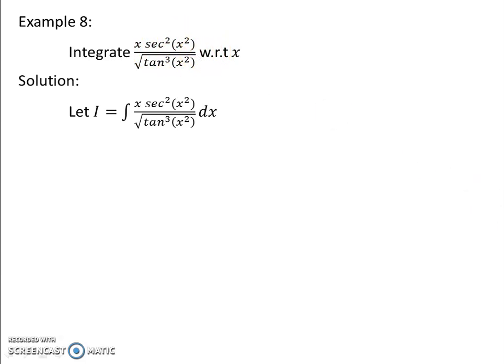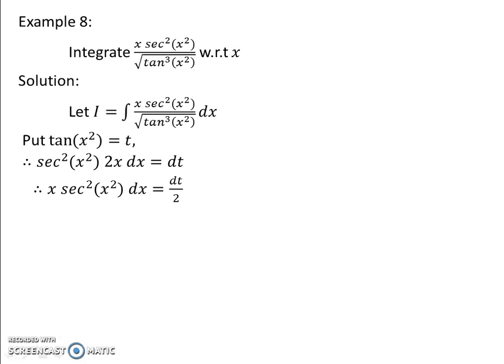So let I equal to integration x sec square of x square divided by square root of tan cube of x square. Put tan of x square equal to t. Therefore sec square of x square into 2x equal to dt by dx. We take dx to the left hand side. Sec square something, tan something's derivative, sec square something into derivative of something. So 2x. So we have x sec square of x square dx. So we divide by 2. So we get x sec square of x square dx is equal to dt by 2.